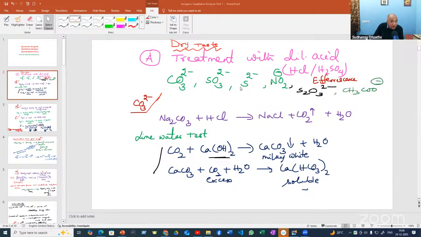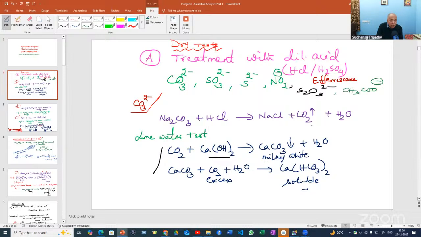So under this category, you have several anions. Let us not bother about the cations now. Carbonate, sulfite, sulfide, nitride, thiosulfate, acetate, and of course oxalate. Of course, oxalate will be included in the concentrated sulfuric acid category. I'm sorry. Carbonate will produce carbon dioxide, you know.